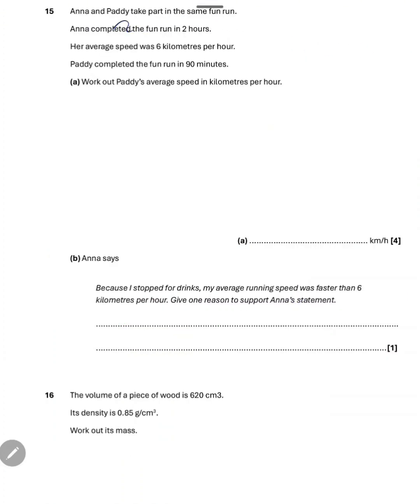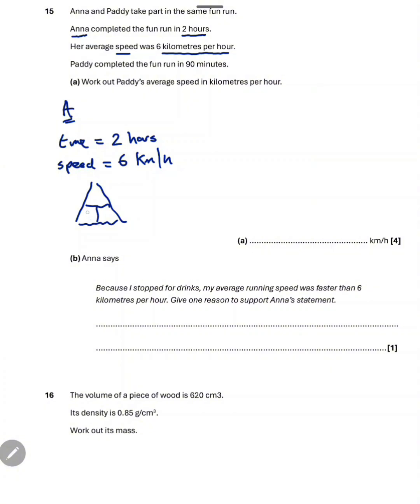Question 15, my mates Anna and Paddy are doing a fun run, and Anna did the run in 2 hours. So before I do anything else, I'm just going to look at Anna and say time equals 2 hours. Just pull that information out. It says her average speed was 6 kilometers per hour. So her speed is 6 kilometers per hour. Before I even read the rest of the question, I'm thinking this is a speed, distance, time question. So using my formula triangle, speed is distance over time. What I can do is work out Anna's distance. That's the only thing missing. These formula triangles work by dividing from top to bottom or multiplying across the bottom there. So if I want distance, that is speed times time, which is 6 times 2. That would be 12 kilometers, because kilometers are in the question.